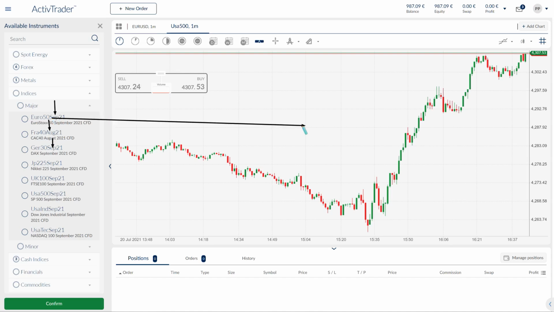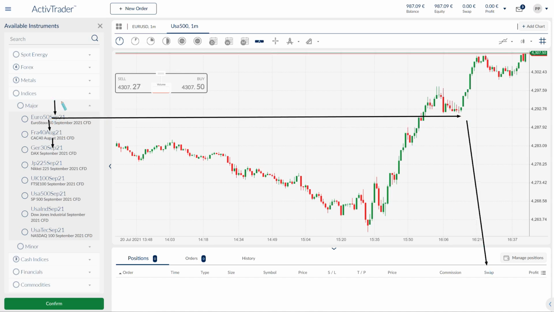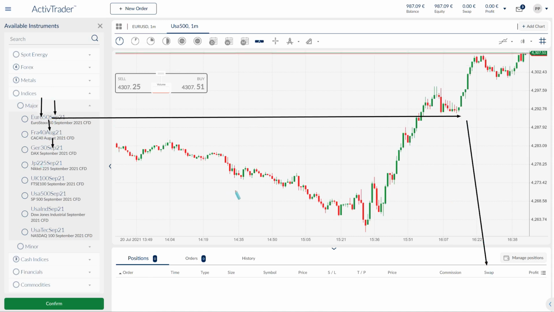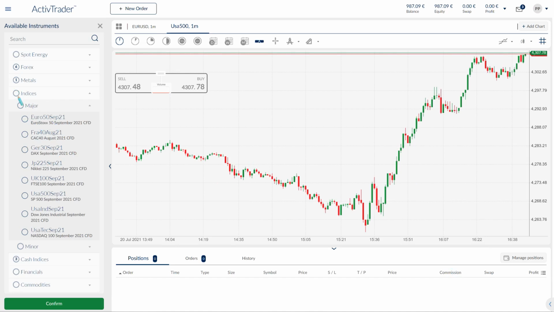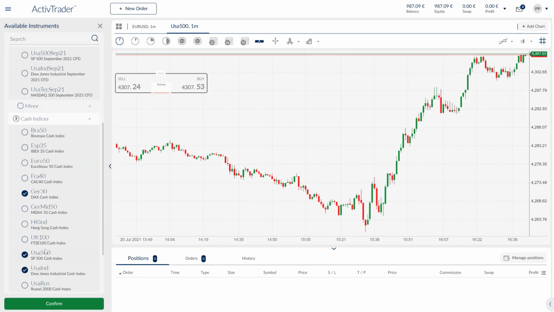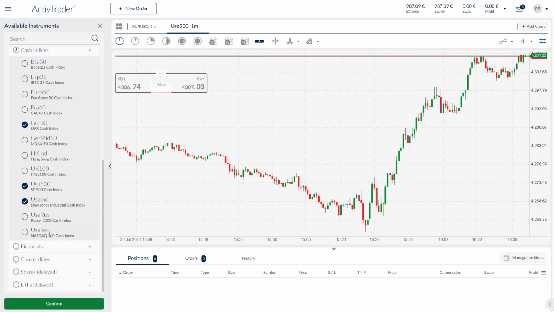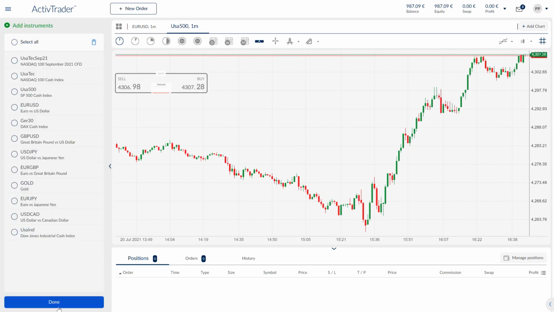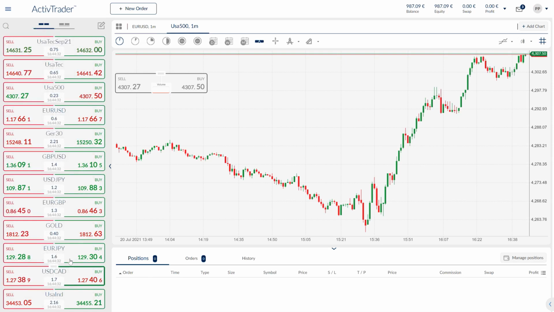But these will have no swap fees. The swaps are included in the futures contract prices. Without going into too many details, basically if you use derivative indices of futures, the swaps are included in the price, which means the spot price that you will get with cash indices will slightly differ from the futures ones. Let me just give you an example. If I were to use the USA Tech versus the USA Tech spot, you'll see that there is a bit of a difference.